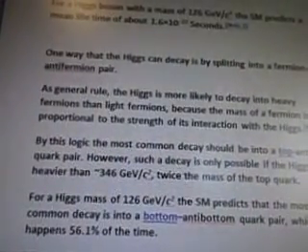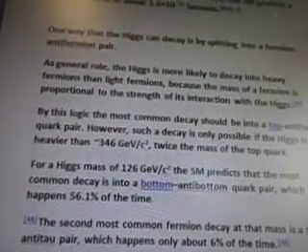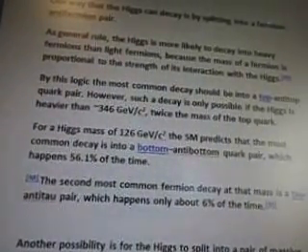One way that the Higgs can decay is by splitting into a fermion-antifermion pair. As a general rule, the Higgs is more likely to decay into heavy fermions than light fermions because the mass of a fermion is proportional to the strength of its interaction with the Higgs. By this logic, the most common decay should be into a top-anti-top quark pair.